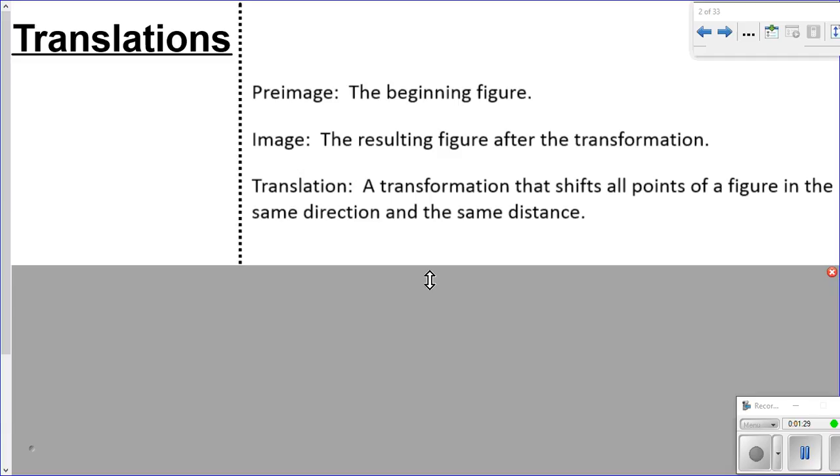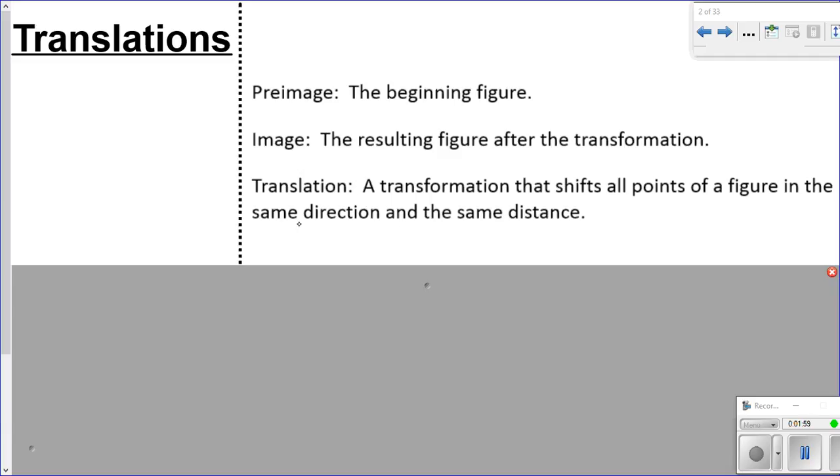distance. So transformation is very similar to, like, Transformers, for instance. Optimus Prime, he goes from a Mack truck to a robot. Okay, and so he's changing something about himself. So in a translation, what's changing here is the figure's position, but it's still going to be the same size and shape. So translation just changes the position, the location of where it is.